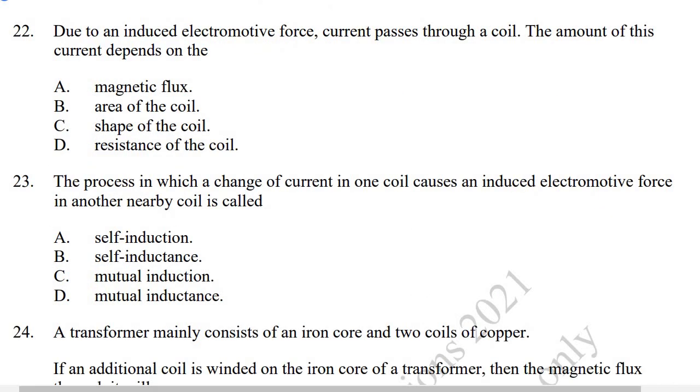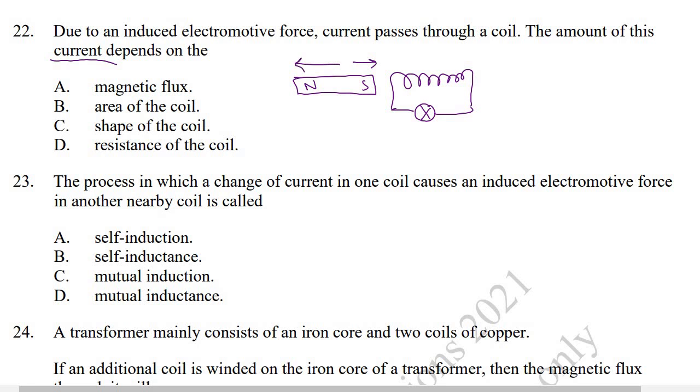Due to an induced electromotive force, induced EMF, a current passes through the coil. The amount of current depends on which of the following factors. So we know that let's say we have a coil of resistance R, and this is connected to an external circuit or a bulb, and we have a magnet that is moving to and fro around this coil. So because of this magnet's movement, there will be a change of magnetic flux on this coil, and this change of magnetic flux will induce an electromotive force or EMF in that conductor.